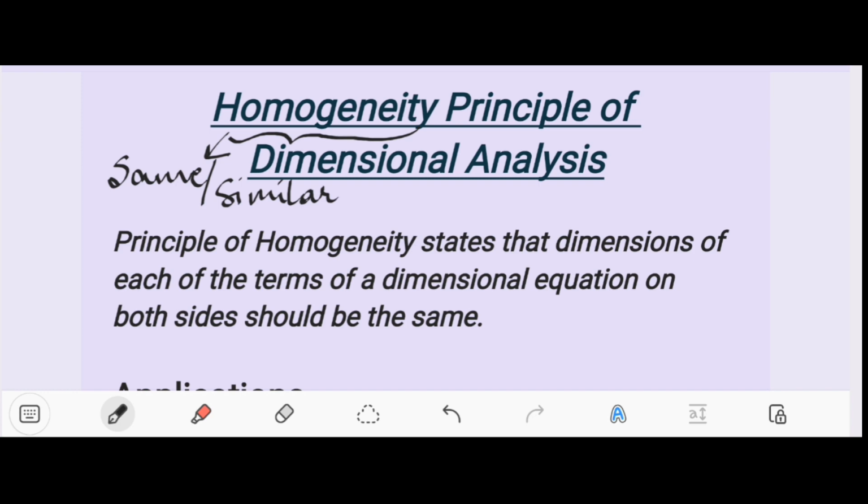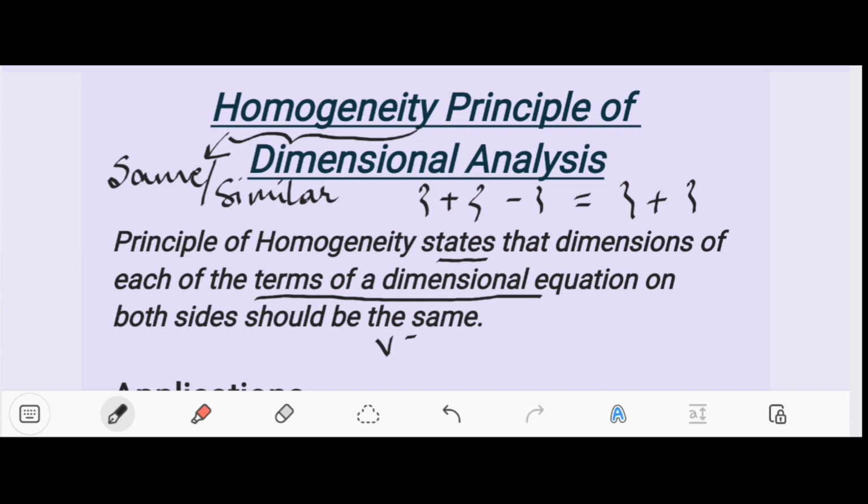The principle of homogeneity states that the dimensions of each of the terms in the equation, where there is a positive or negative sign, and whatever is written in between those positive and negative signs are known as terms, so each term of the dimensional equation on both sides will be the same. Both sides means LHS and RHS; the dimensions of all the terms will be the same. For example, we have an equation.